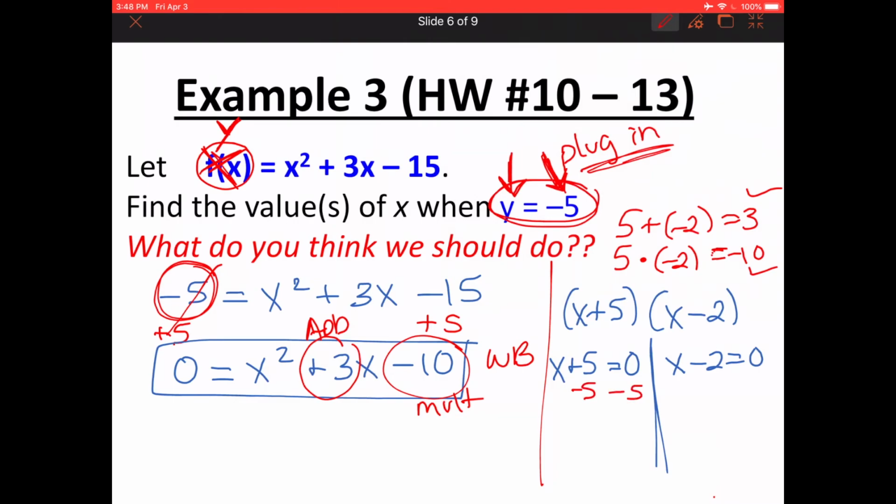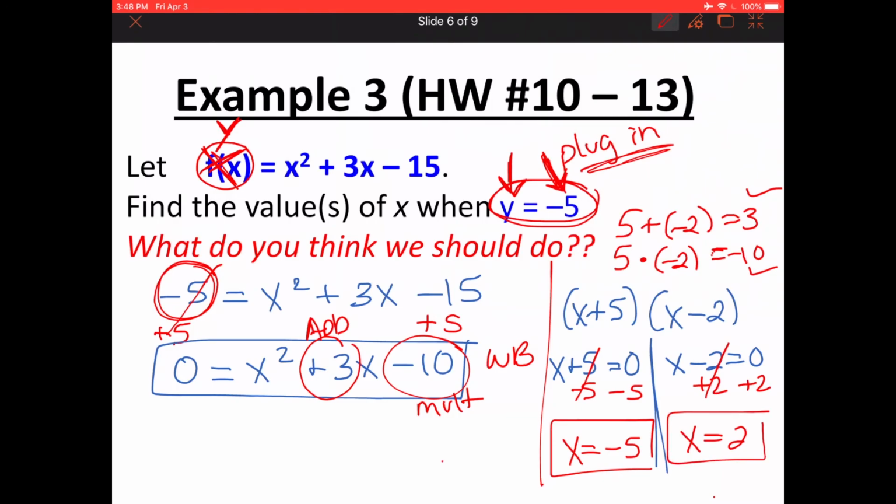I subtract 5 from both sides. I get x equals negative 5. And then I add 2 to both sides. And I get x equals 2. And so here would be my values of x. In this bottom right-hand corner, these are my two values of x. X equals negative 5, x equals 2. And please go back to the slide for your homework because you will have several homework questions like this.